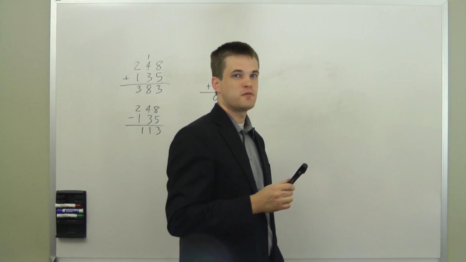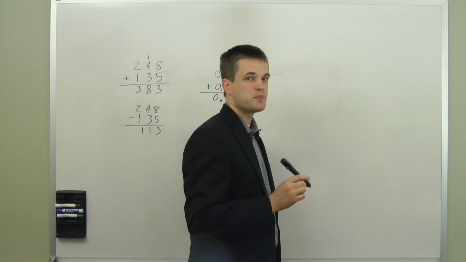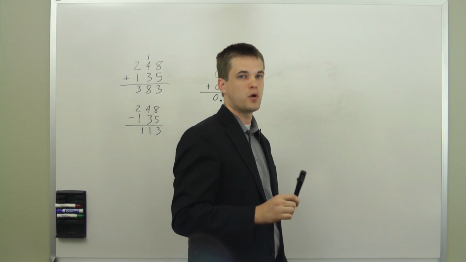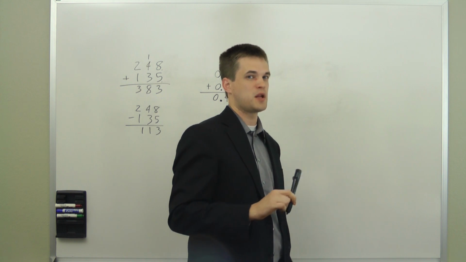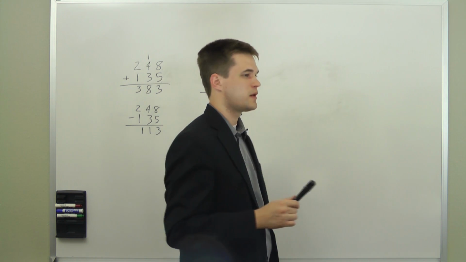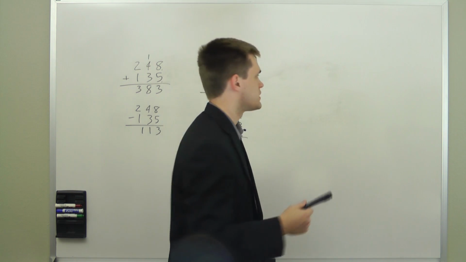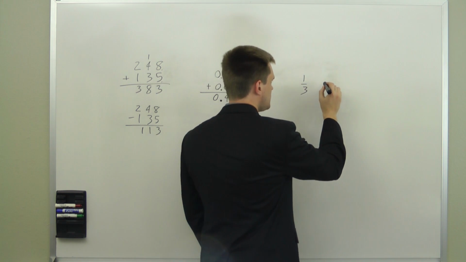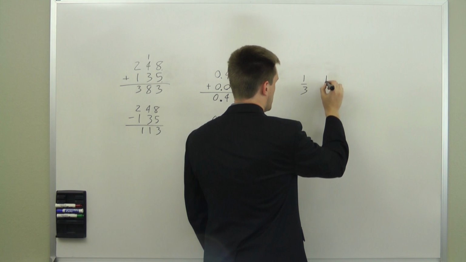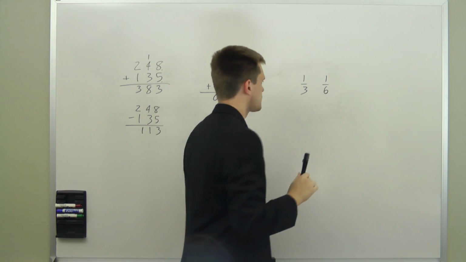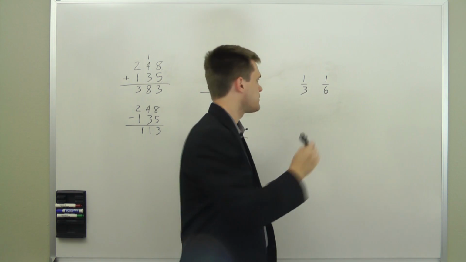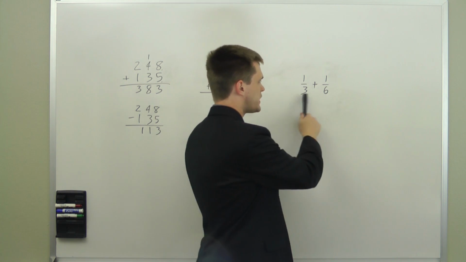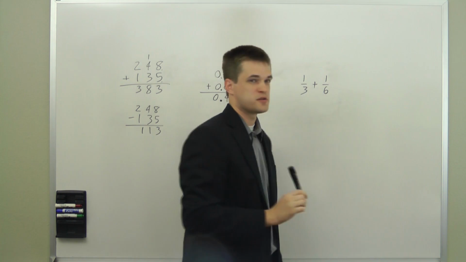Fractions are easy enough if the denominator is the same. If the denominator is not the same, you have to convert one or both of the fractions to a different denominator before you can add or subtract them. So let's take, for instance, 1/3 and 1/6. We'll use these as our example this time. So 1/3 plus 1/6. We can't just add them together because the denominators are different.